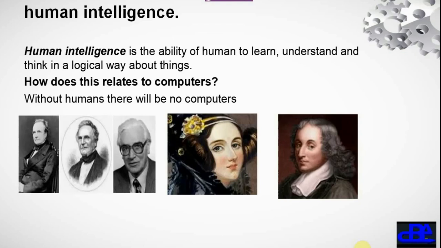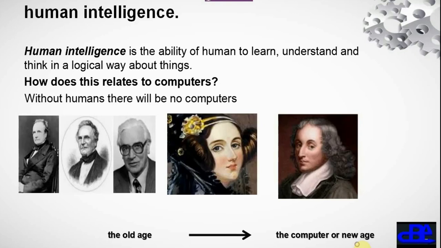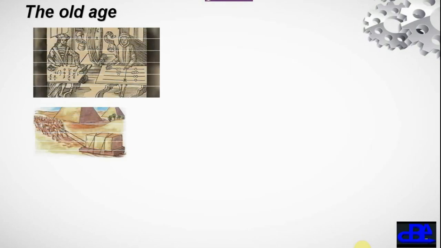With the help of these three people, we were taken from the old age to the computer, or what you call the new age. So what exactly is the old age? Old age is the time when things were very hard. You can see in the first picture, calculating using stones. It is very hard to calculate up to hundreds of numbers. And in the second picture, a countable number of people up to 50 are carrying one little block.